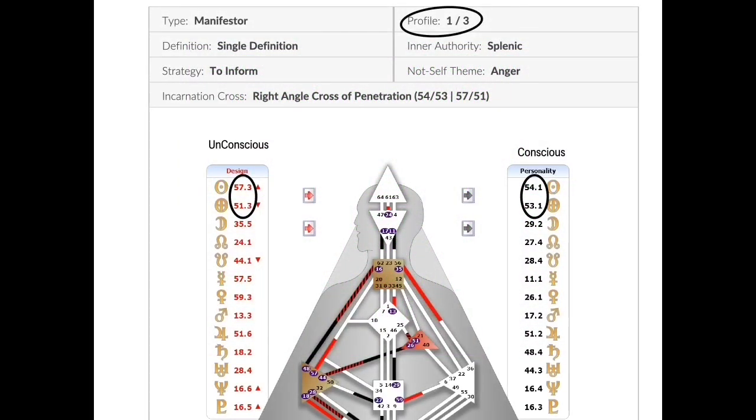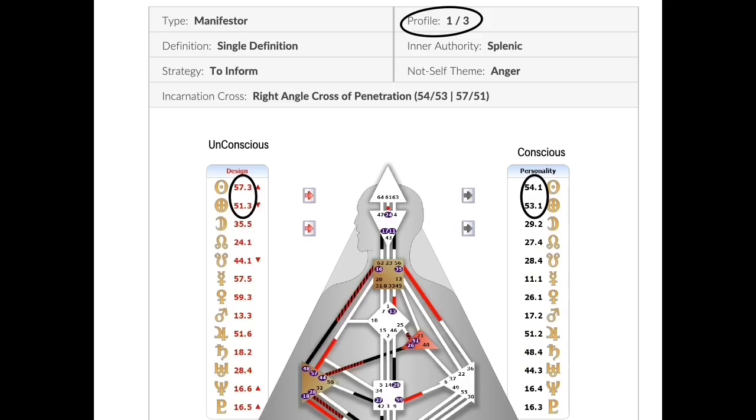Now, the profile numbers come from the personality lines and also the design lines. If you see, I have it circled here. It says that it's 54-1 and 53-1, and on the other side it's 57-3. So what that says is it's a 1-3 profile. The one part of the profile is something that we're more aware of, the more conscious part of our design, and then the other part is the design part.